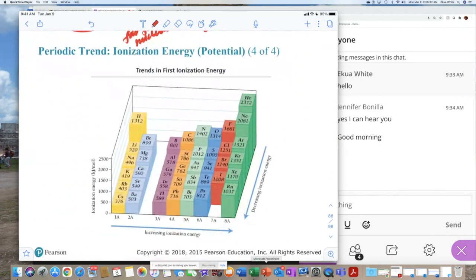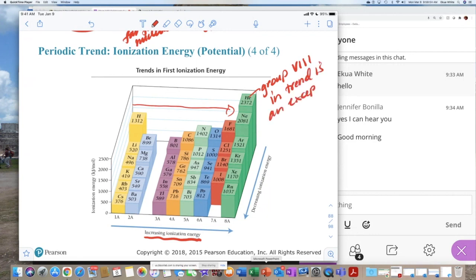So for that reason, we see, it shows you right here, going from left to right, you have increasing ionization energy because the size decreases. And the trend kind of goes from left to right like this. Group 8 is always the exception. Group 8, we don't even use that. Group 8 in trend is an exception. Okay, we generally don't use group 8 that much in periodic trends because it doesn't really follow the trend.